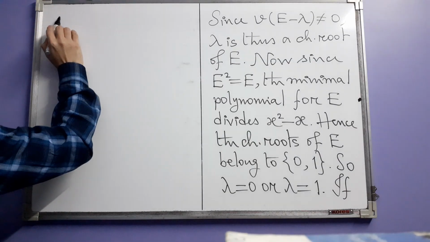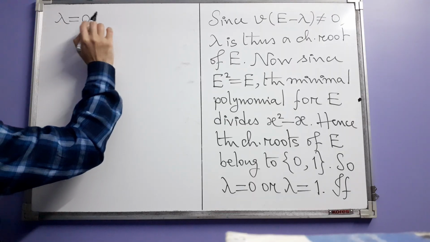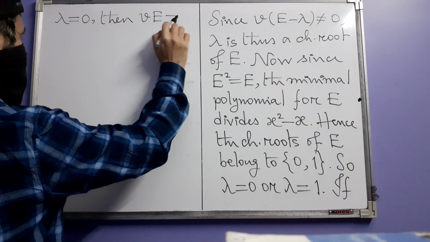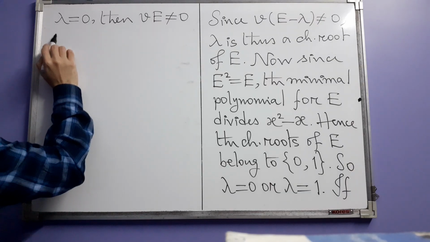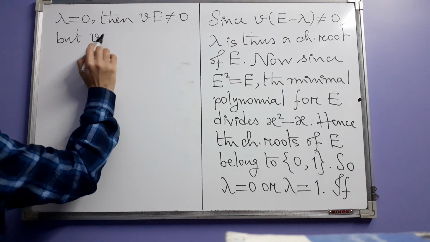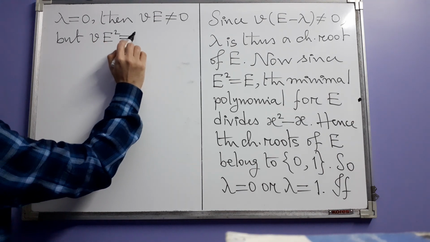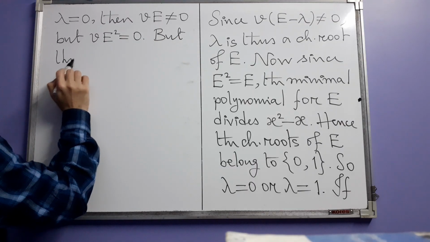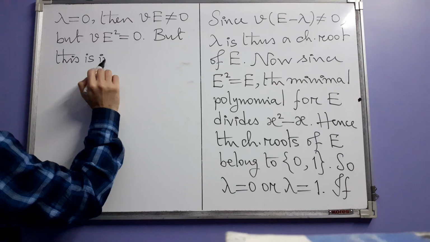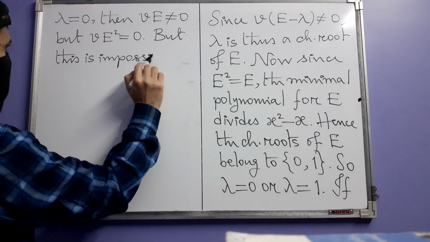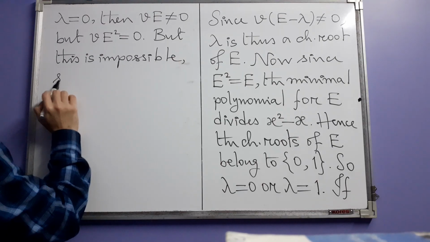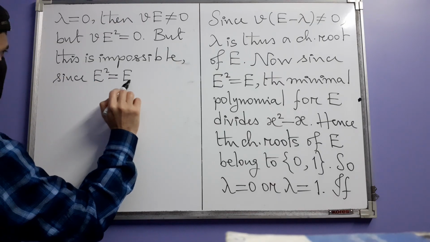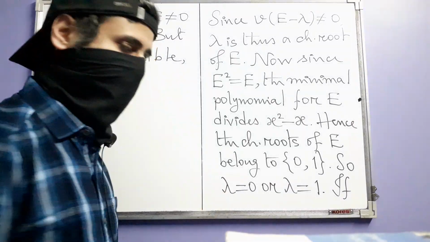If lambda is 0, then VE is non-zero, but VE square is equal to 0. But this is impossible, since E square is equal to E. That means lambda cannot be 0.